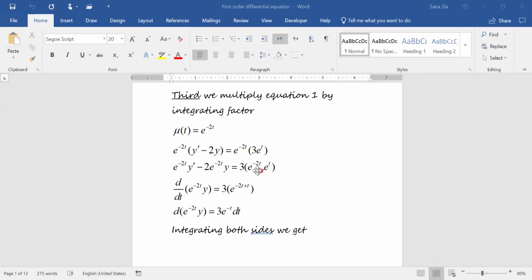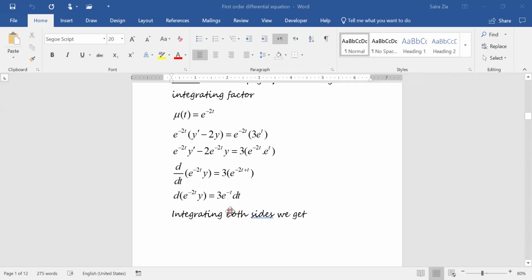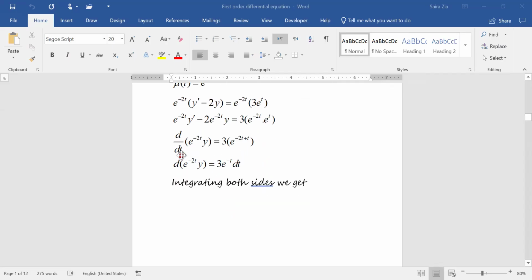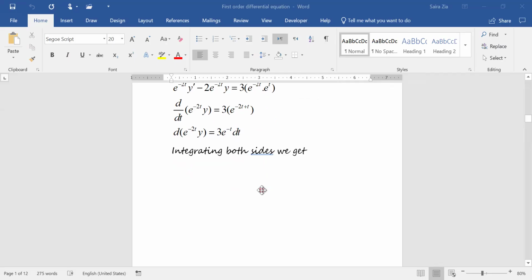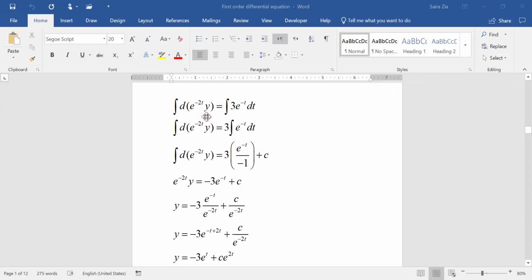When they are multiplied, we add the powers. So we get minus 2t plus t, which gives minus t. Now we rearrange, dt will come to this side and d on the other side, so we integrate both sides. After integration, on this side we get e^(-2t) y, and on the other side, the integration of 3 e^(-t) will be 3 e^(-t) over minus 1, plus the constant of integration.